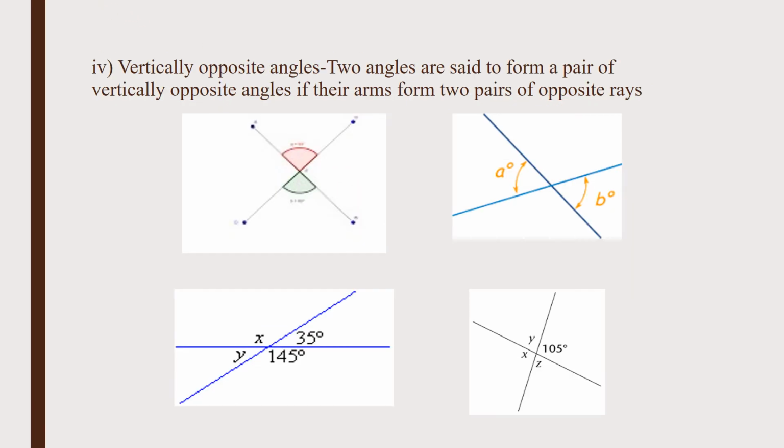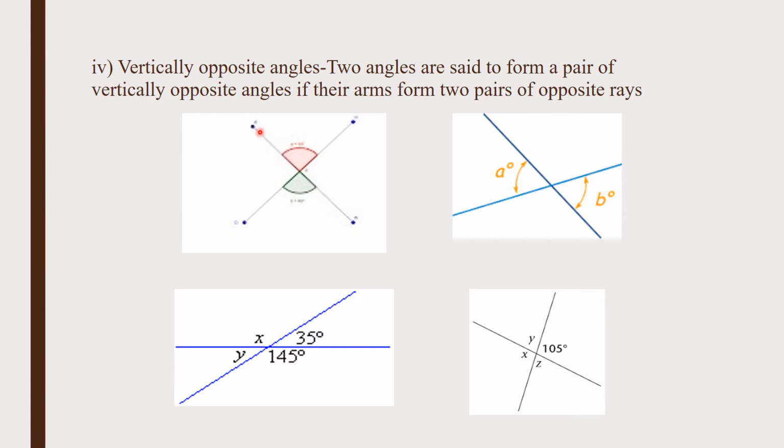Vertically opposite angles. Two angles are said to form a pair of vertically opposite angles if their arms form two pairs of opposite rays. Here in this figure we can say angle A and angle B are opposite angles, and they are called vertically opposite angles.